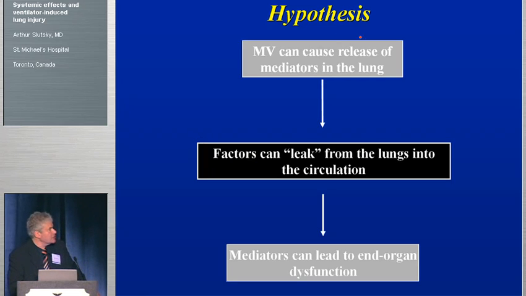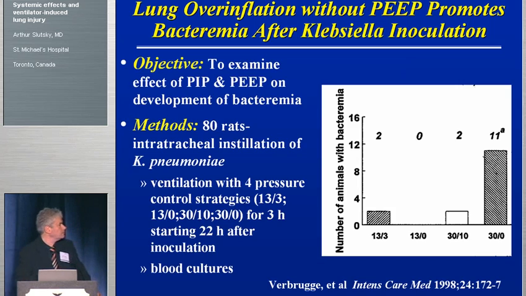So I think there's certainly evidence that mechanical ventilation can cause release of mediators into the lung. The second question, if this hypothesis is to bear out, is whether factors can leak from the lungs into the circulation. It's one thing to have them confined to the lung, but can these mediators leak out from the lung? I'll show you a few studies looking at different factors that can leak.